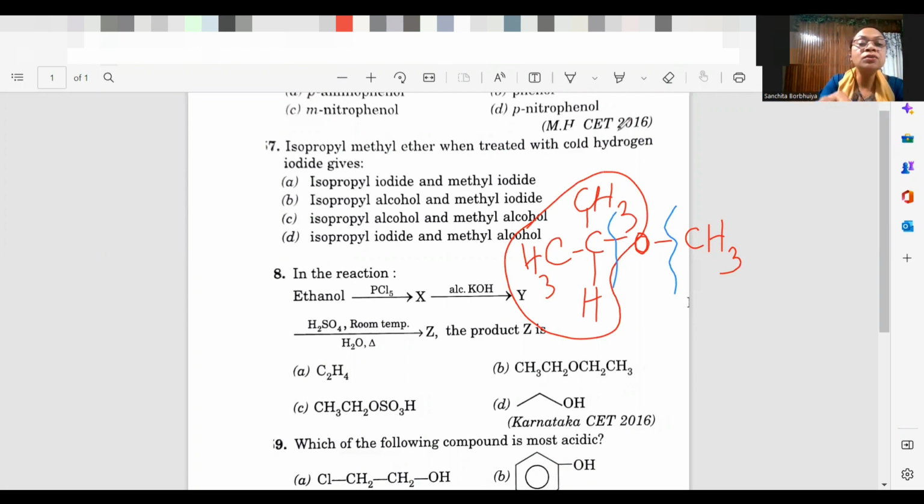So according to the concept that I've already taught you, that CH3 will take up the I to give you methyl iodide, because here the stable carbocation will be generated with the plus I effect operating. So here the answer is isopropyl alcohol and methyl iodide. If you have thought that as the correct answer, it is very good. Going on to the next one.